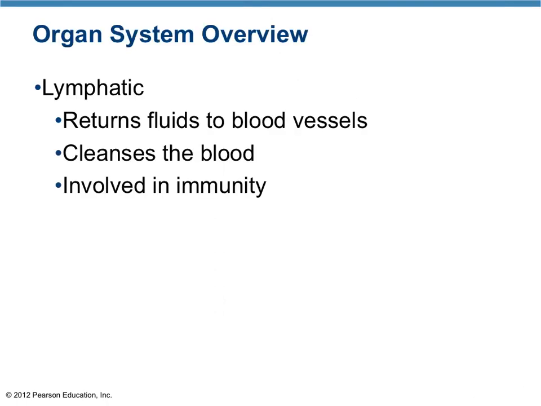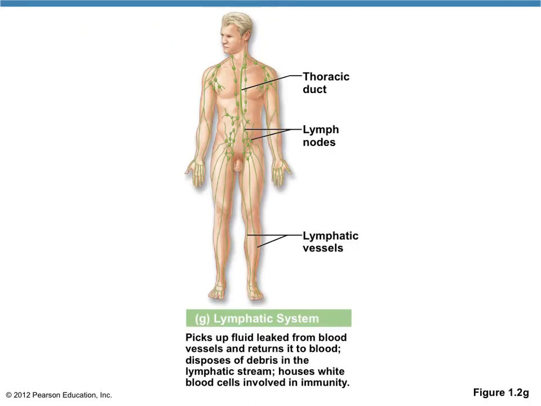The lymphatic system helps your blood vessels a little bit by returning fluid to your blood vessels. When fluid leaks out of your blood vessels and pools in areas, that's called edema, and the lymph system allows you to return that fluid to your blood vessels. It also helps us to cleanse the blood and is involved in immunity. The lymph system is made up of lymphatic vessels that move fluid through your body and lymph nodes that house immune cells. The lymph vessels return liquid that has leached out of your blood vessels, and the lymph nodes house immune cells.